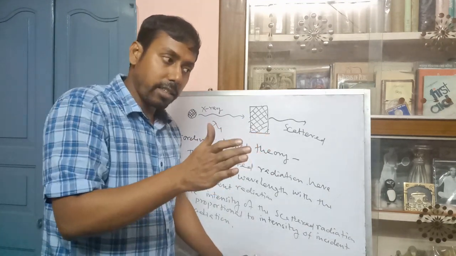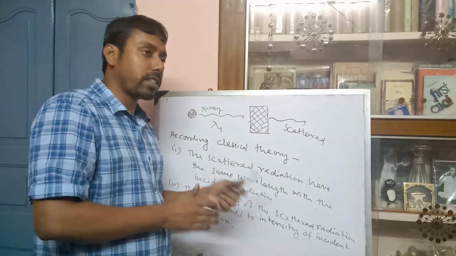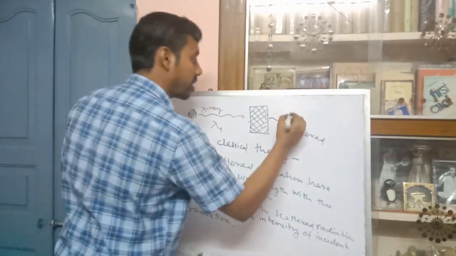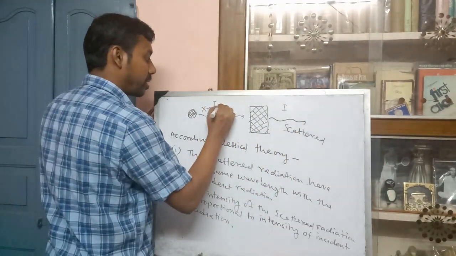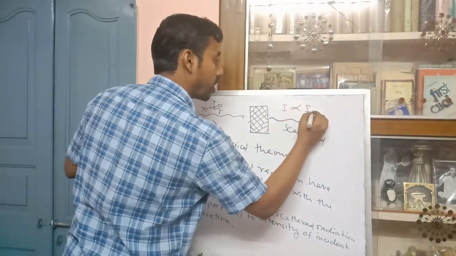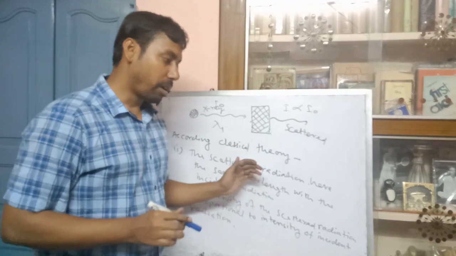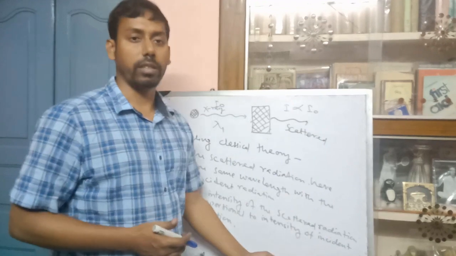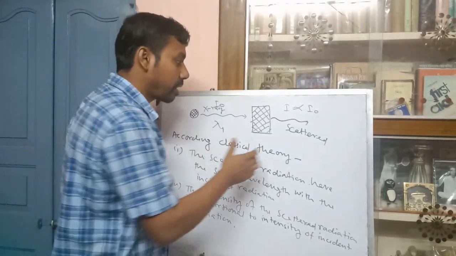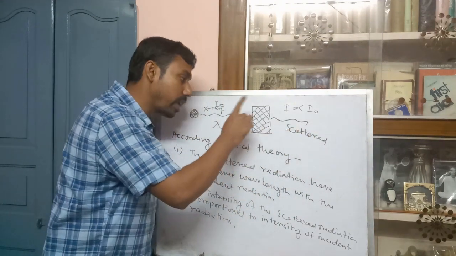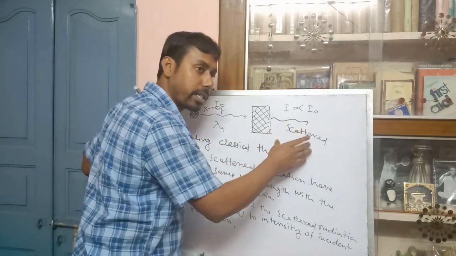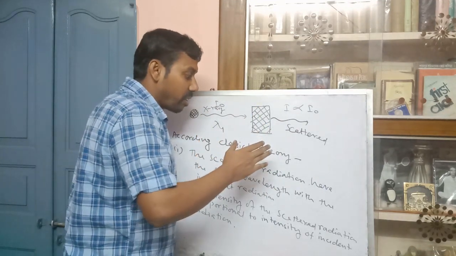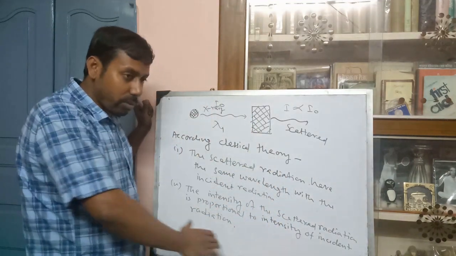The intensity of this scattered radiation should be proportional to the intensity of the incident radiation, I0, according to the classical theory. But if you see this phenomenon experimentally, this theory is violated. What do we see? We see that the scattered radiation has a different wavelength from the incident radiation. The wavelength of the scattered radiation increases with respect to the wavelength of the incident radiation. So we can't explain this with the classical theory.